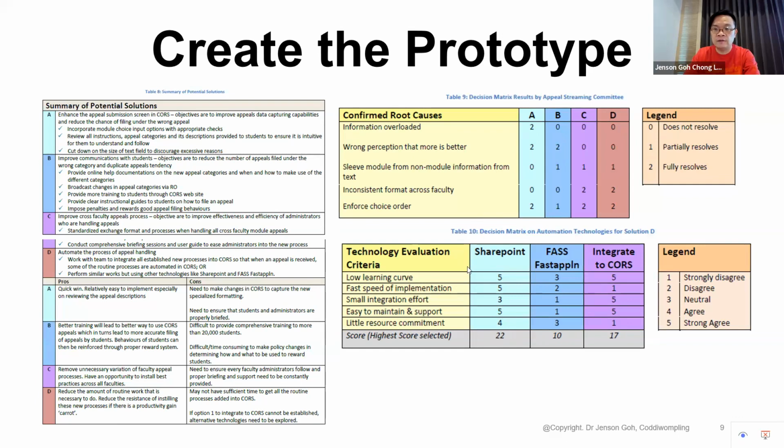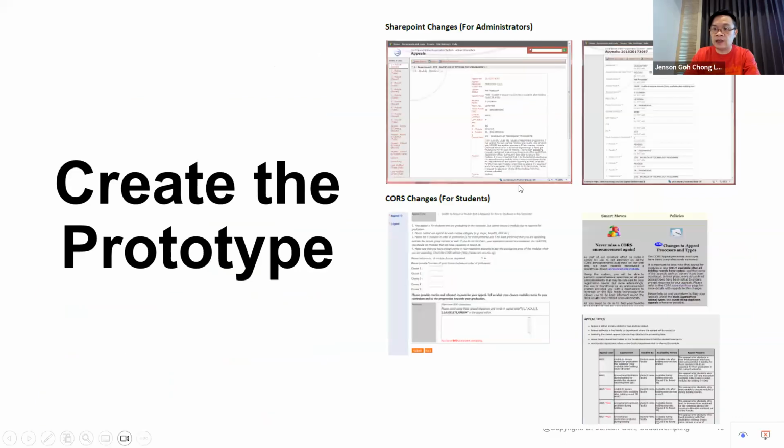With the commitment and consensus on the solutions and the problem from the committee, we then decide to create the actual prototype. So we develop the SharePoint solution that allows the faculty admin to get useful intelligence about the appeals submitted by the students, and then use this to process the appeal in a much faster way, and after that go to the main system to update the system itself, right?